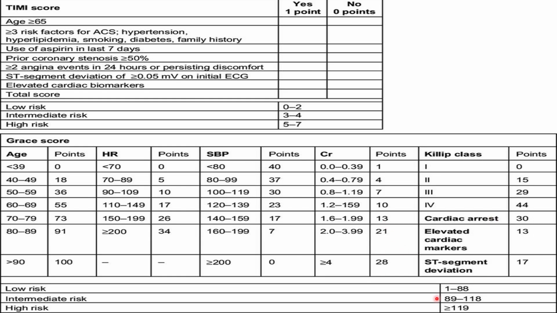Then low risk is if the value is between 1 to 88, intermediate risk if it's 89 to 118, and high risk if it's greater than or equal to 119.